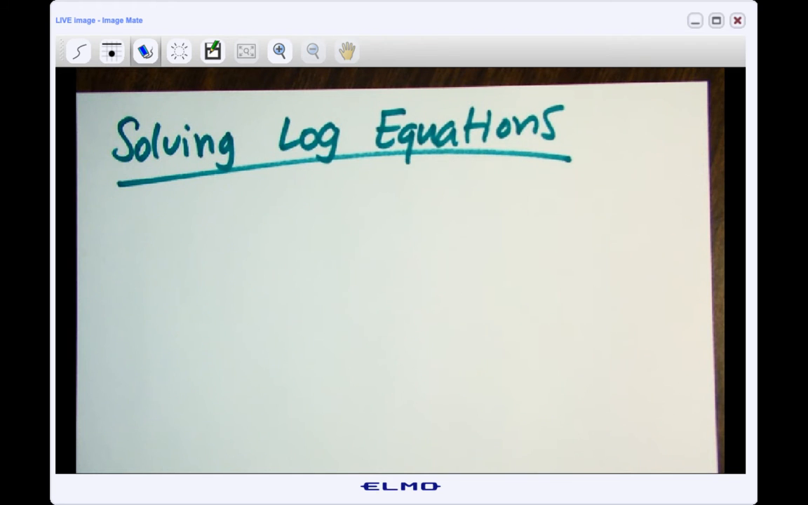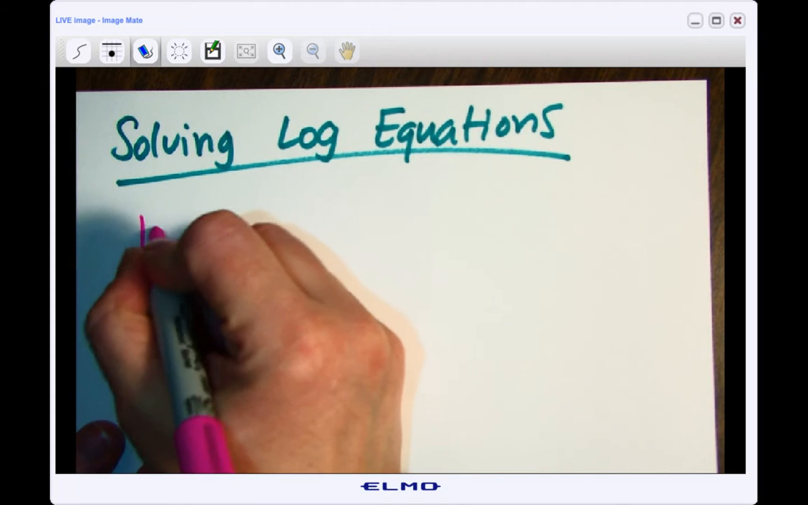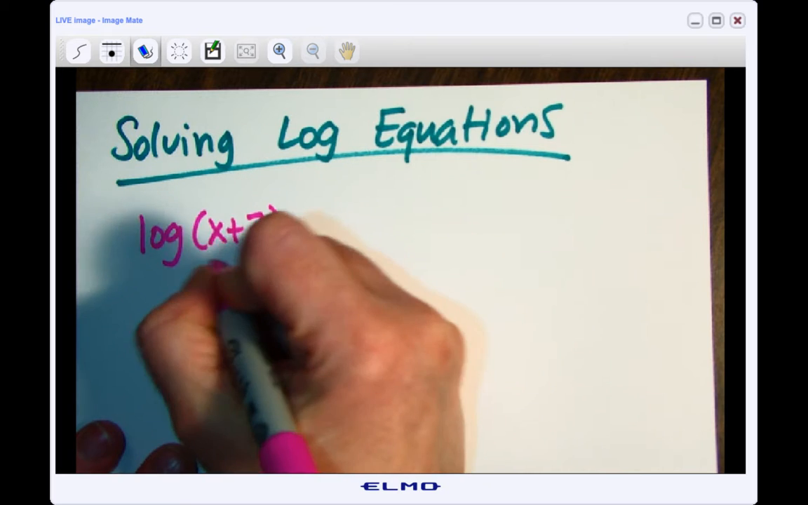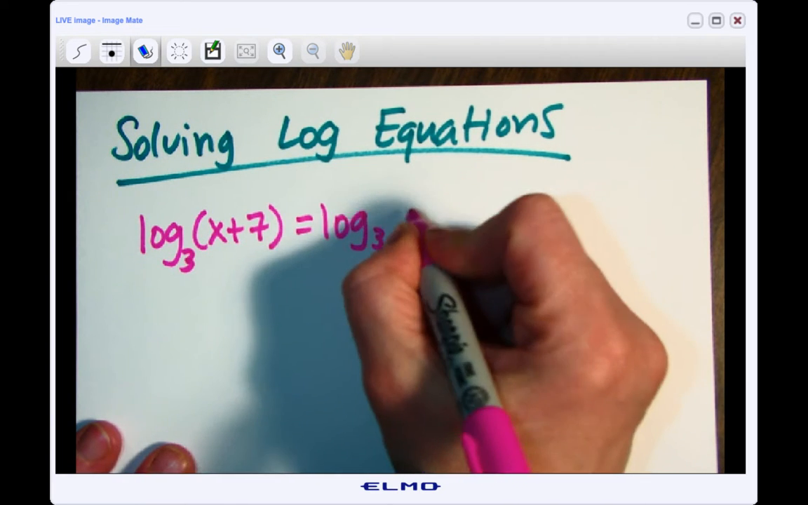Okay, we're going to be solving logarithmic equations. There's a couple of different ones that you'll see, but hopefully you'll find them not as scary as they sound. I know when people hear logs, they get a little nervous, but let's look at this one. We'll use log base 3 as our first example.